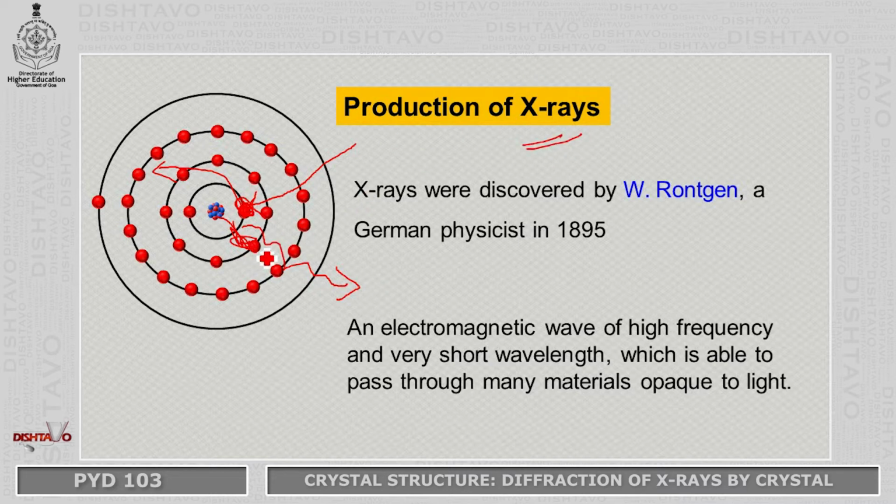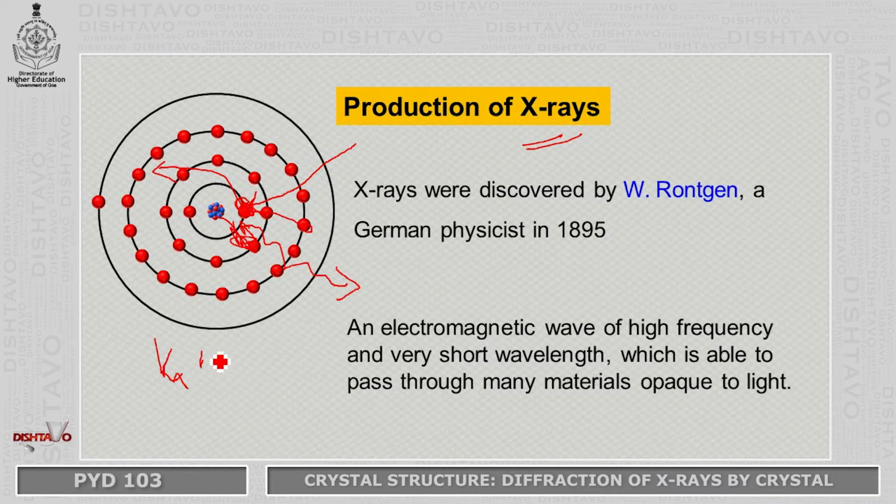Now, since in this particular case the electron has come from the immediate neighbor, that is the nth neighbor, into the K shell, such particular X-rays will be known as K alpha X-rays. In case the electron had come from a higher energy level into the inner shell, then it would be called K beta.